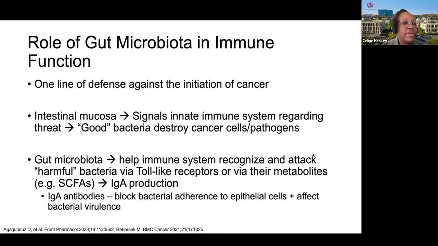So, gut microbes are able to help with immune function via various mechanisms, including what are called toll-like receptors or bacterial metabolites, like the short-chain fatty acids, which lead to the production of various byproducts, including IgA. Then IgA antibodies are known to eliminate bacteria and viruses, some of which could be cancer-causing organisms.